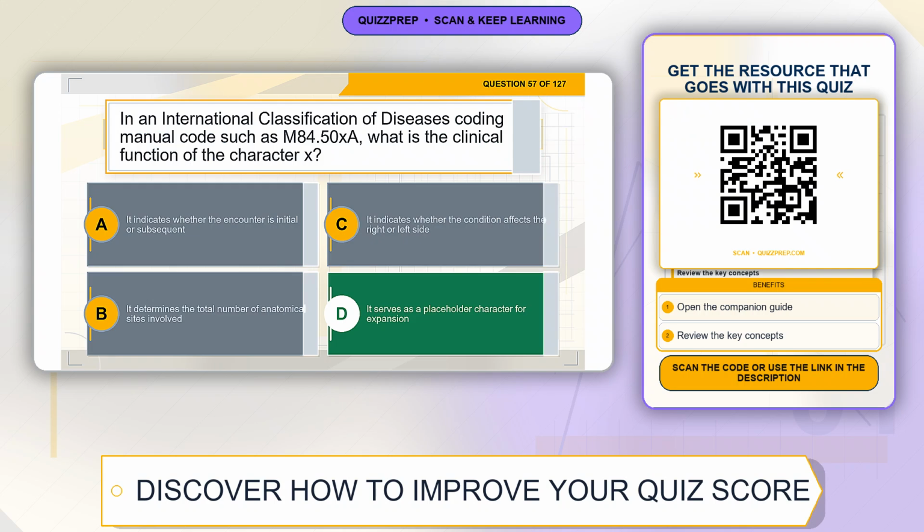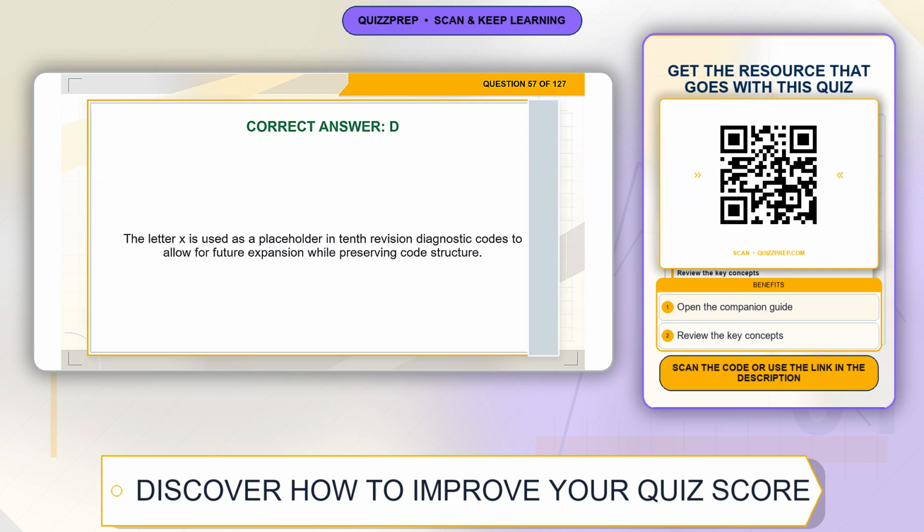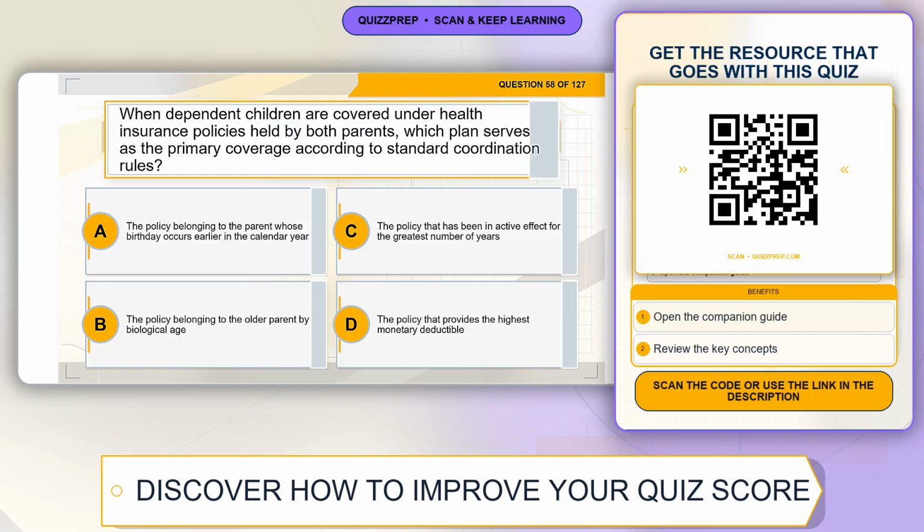The correct answer is option D, it serves as a placeholder character for expansion. Explanation. The letter X is used as a placeholder in 10th revision diagnostic codes to allow for future expansion while preserving code structure.